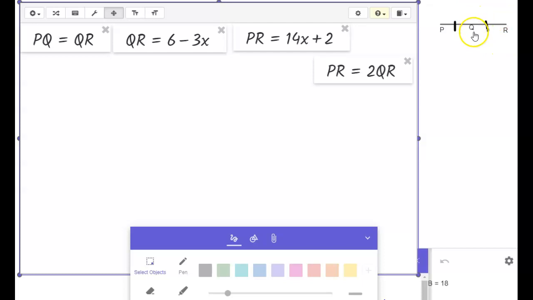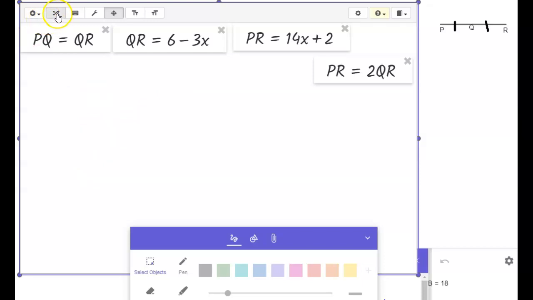Because if this divides it in the middle, if I take this piece and put it on top of that piece, they'll be the same. So when I attach them, they're equal to the whole piece, PR. Okay, I hope you got all that. Okay, so now let's go ahead and get down to business.